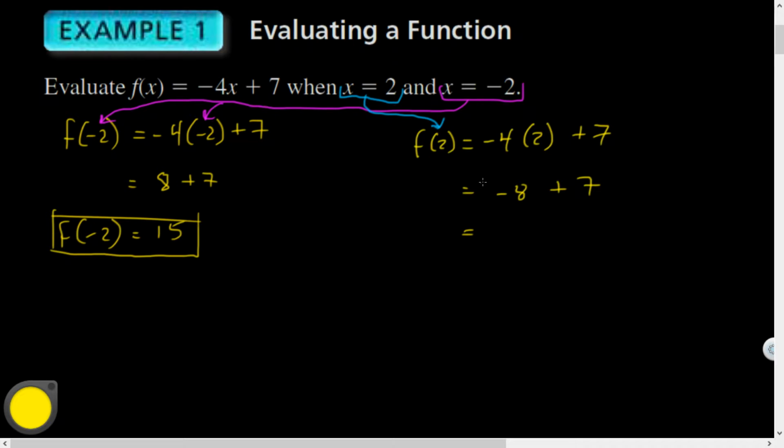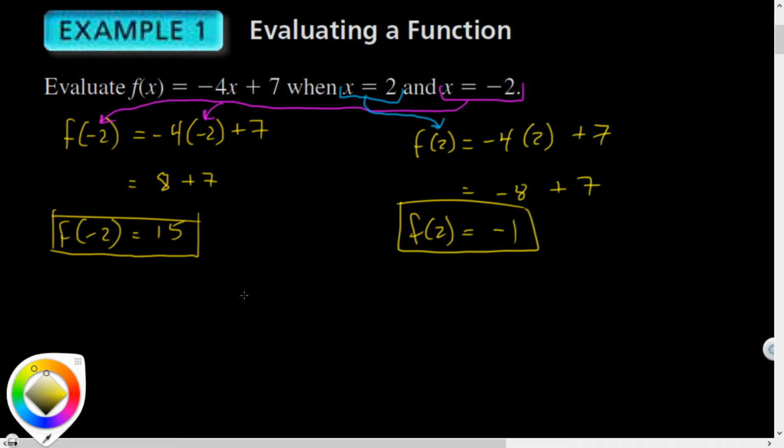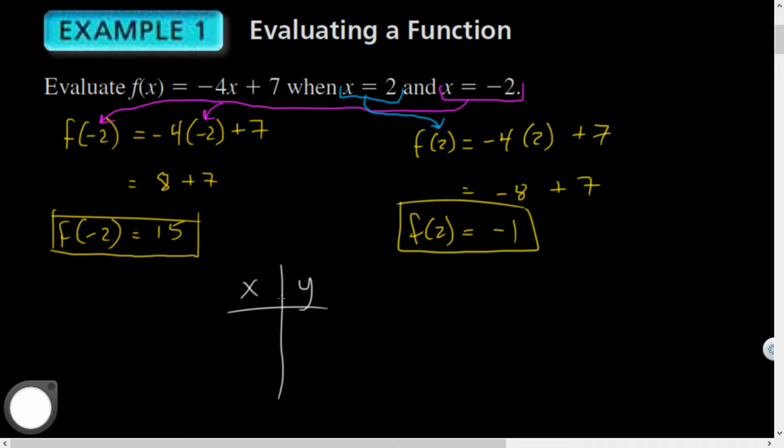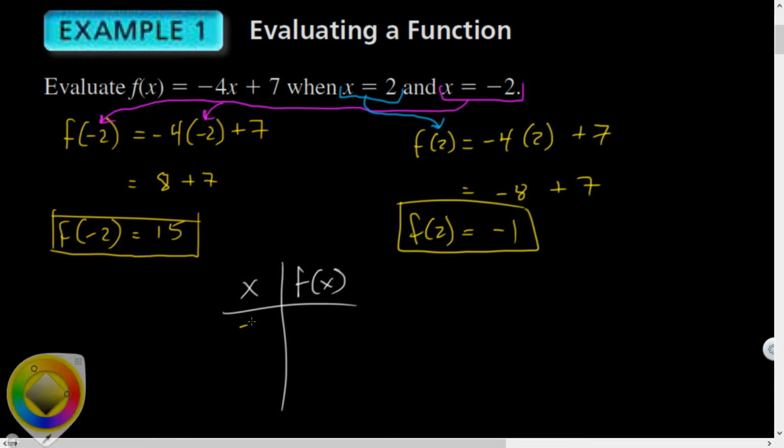And so I will get 8 minus 7 is 1, and 8 was the more influential, so it's minus 1. F of 2 equals negative 1. So this is the same as if I represented this as an input-output table. I could have done x and y. I also could have described this as x and f of x as my input-output. And I would have had negative 2 and 15. I would have had 2 and negative 1.